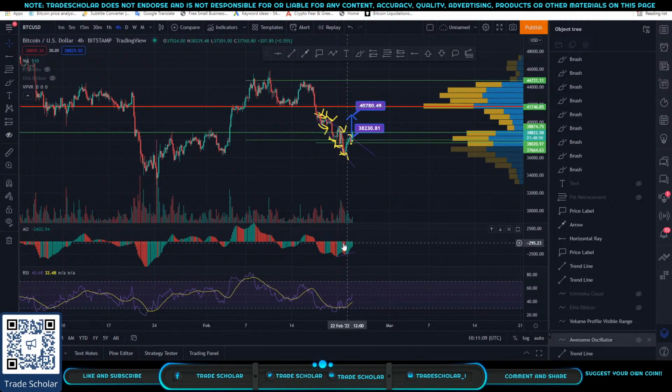I have this Awesome Oscillator because it can show you some divergences: bullish direction, bearish direction, when is the top, when is the bottom. That's Awesome Oscillator's job.